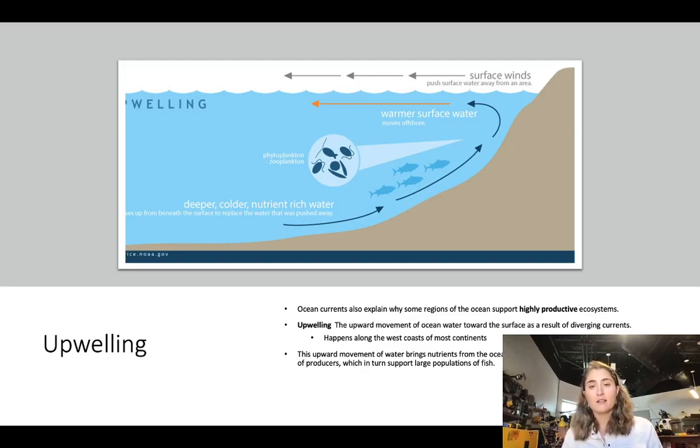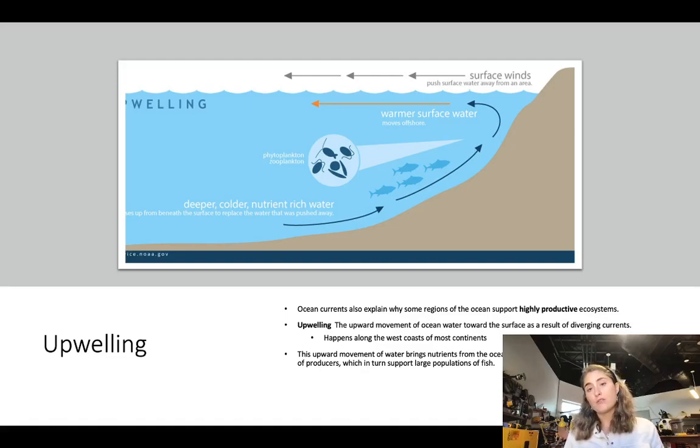I had a slide on upwelling here, but when we see those surface waters being pushed away due to prevailing winds moving in the direction that the Coriolis effect supports, we have these deep ocean water currents that are able to make their way towards the surface, and with that they bring up this super nutrient rich water, and that's going to be really important to the primary productivity of that area.